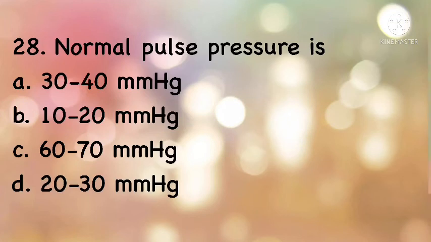Normal blood pulse pressure is: 30 to 40 mm Hg, 10 to 20 mm Hg, 60 to 70 mm Hg, 10 to 20 mm Hg. The correct answer is A, 30 to 40 mm Hg.